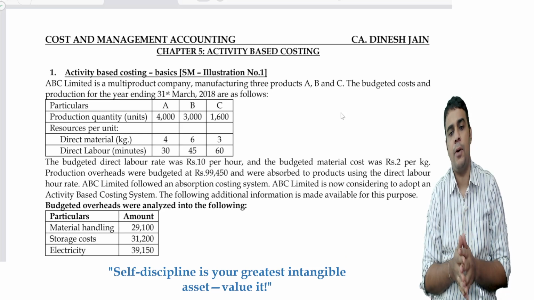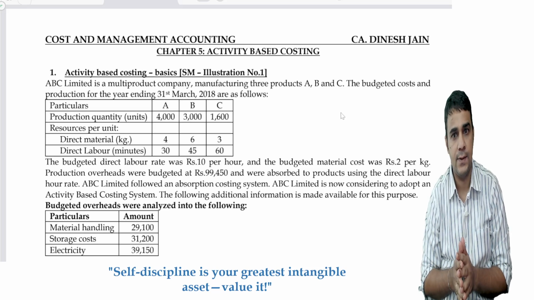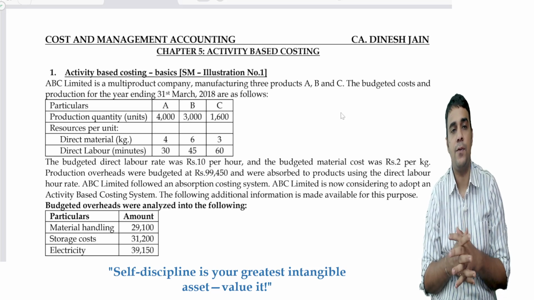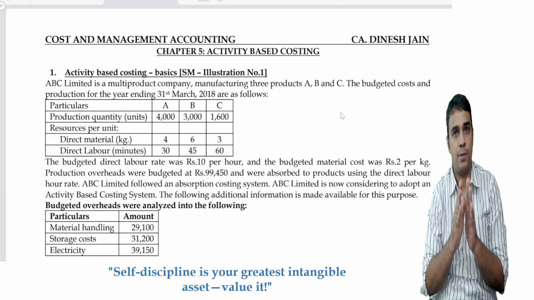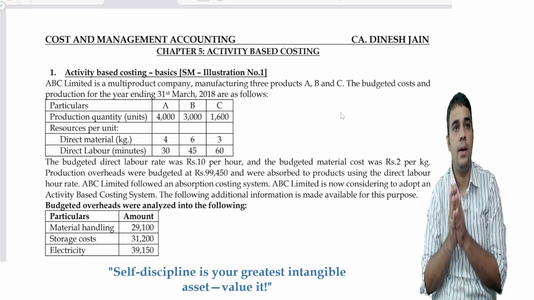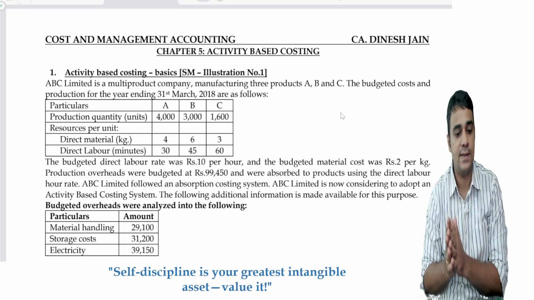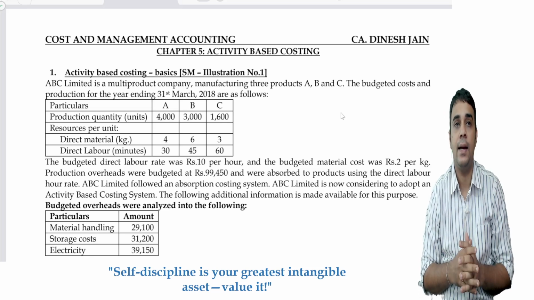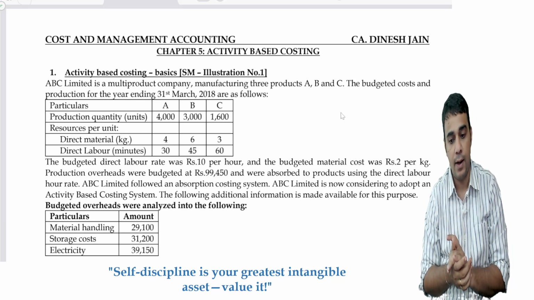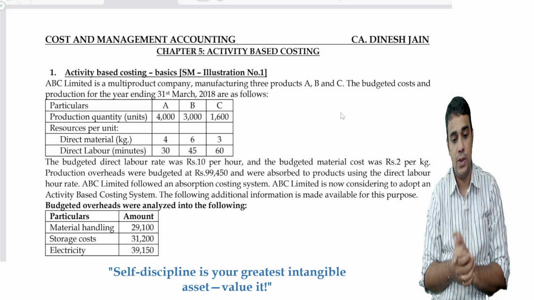ABC Limited is a multi-product company. 3 products A, B, and C. Budgeted cost and production for the year ended is given below. Production quantity is given. Material cost is given. Labor minutes have been given. Budgeted direct labor rate is 10 per hour. Material cost is 2 per kg. Production overhead is budgeted at 99,450.